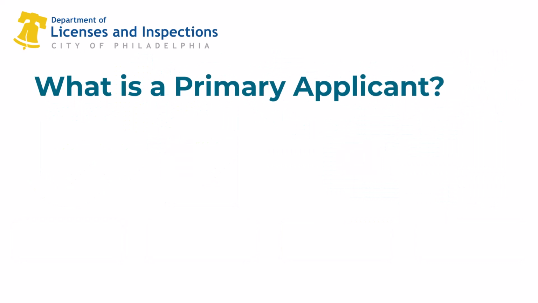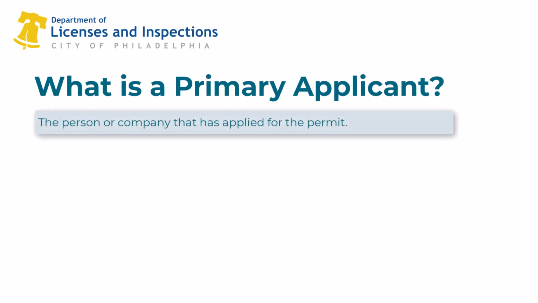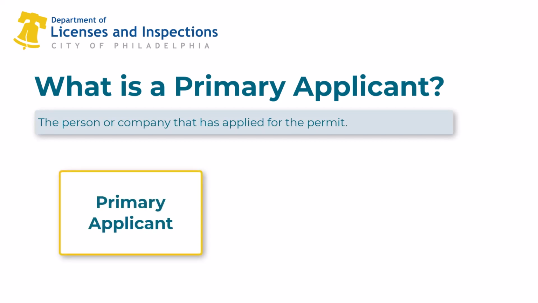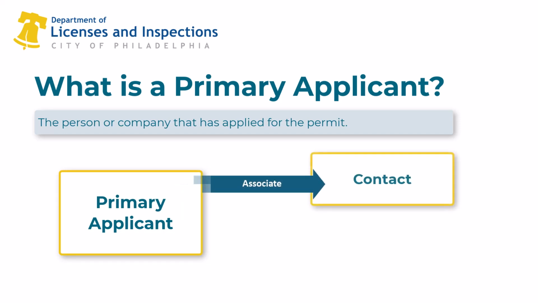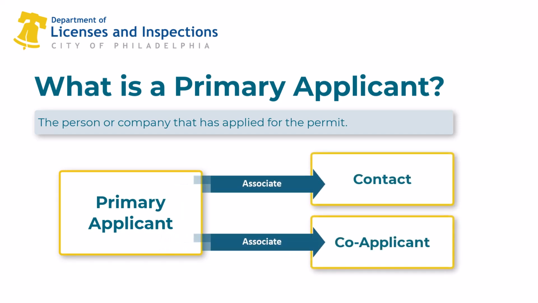A primary applicant is the person or company that has applied for a permit. For example, a contractor or design professional are typical primary applicants. For permits, primary applicants can add associations to contacts and co-applicants.